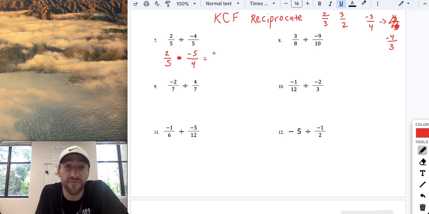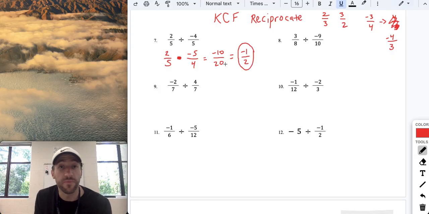2 times negative 5 gives me negative 10. 5 times 4 gives me 20. And I just have to worry about simplifying. This simplifies down to negative 1/2. So I could divide them both by 10.